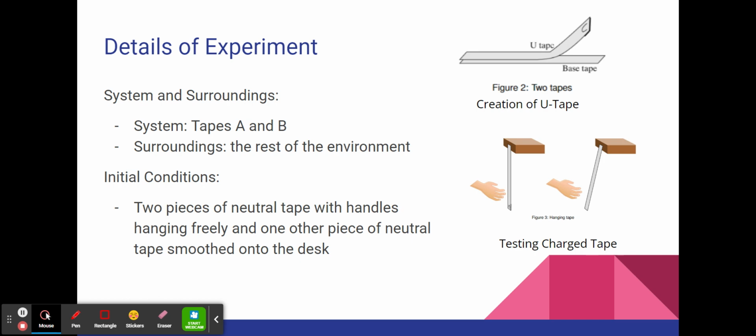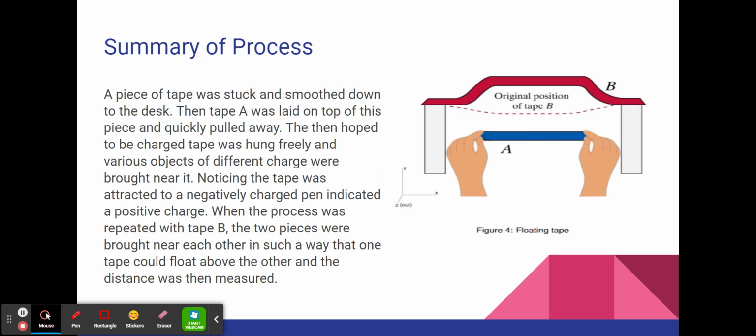the tapes were created by pulling them off the base tape and then tested with a hand and then a charge pen, sorry. And then a piece of tape was stuck in. This is the summary of the process. A piece of tape was stuck and smoothed down to the desk. Then tape A was laid on top of this piece and quickly pulled away. And then the piece of tape was hoped to be charged, and then was hung freely.